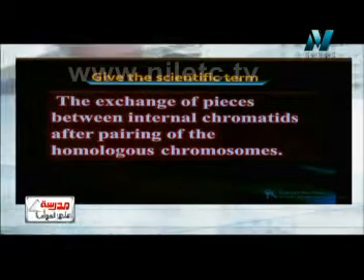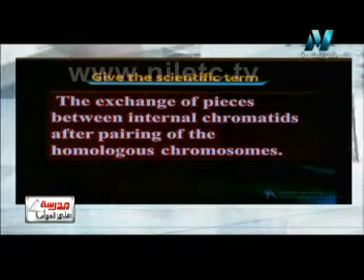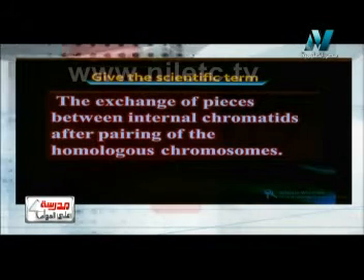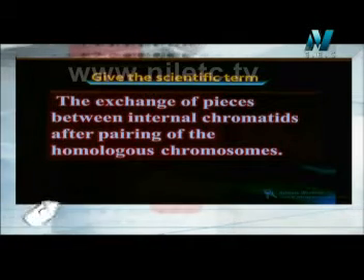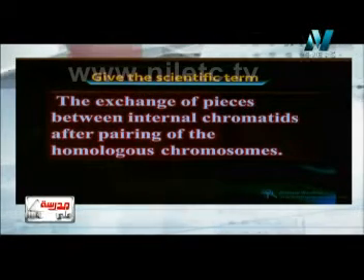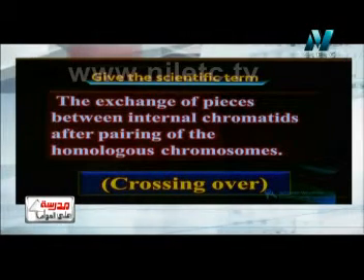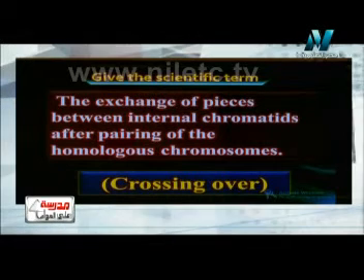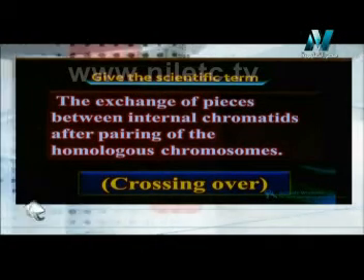The next question. The exchange of pieces between internal chromatids after pairing of the homologous chromosomes. That takes place in prophase 1, in meiosis 1, during the meiosis division, and that is called crossing over. So crossing over is an exchange between the inner pieces of the chromatids at a certain point, which is called the chiasma. The next question.